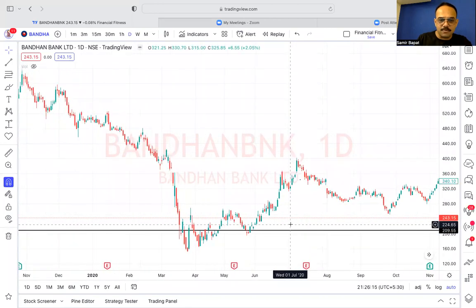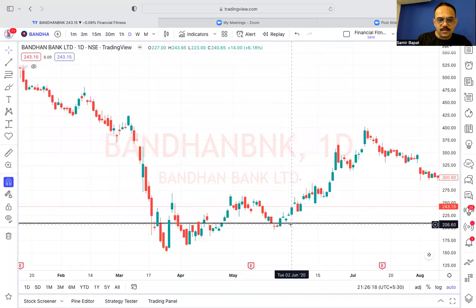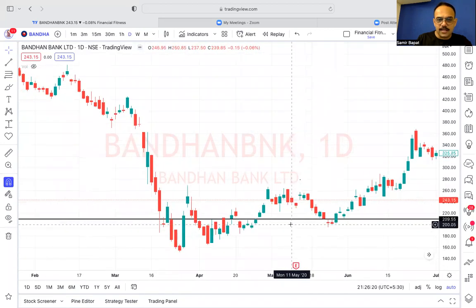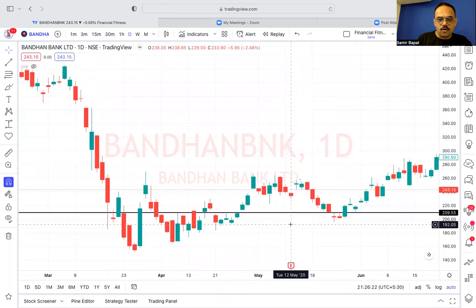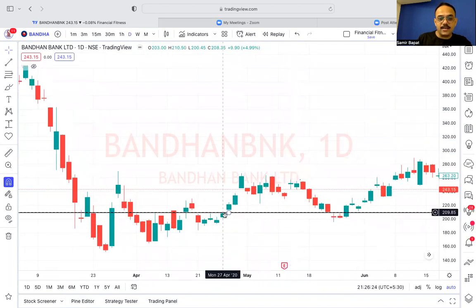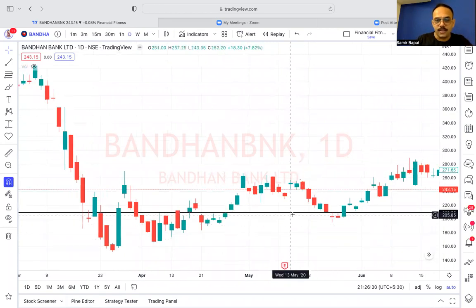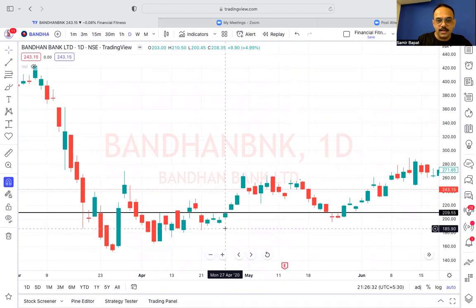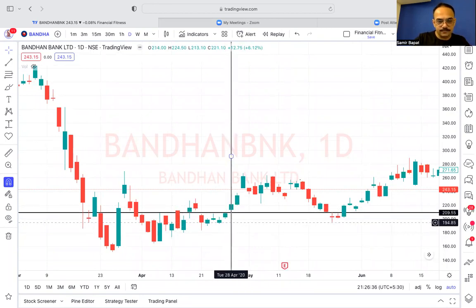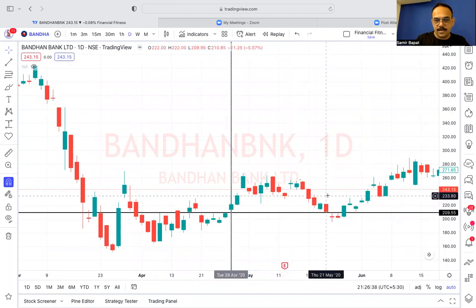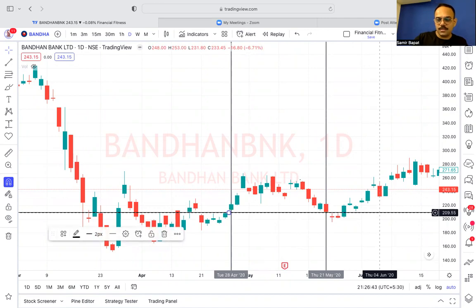If I come to the area somewhere in 2020, almost 2 years ago, this is a gap. I'll mark it so that you'll be able to observe. I'll remove this line.